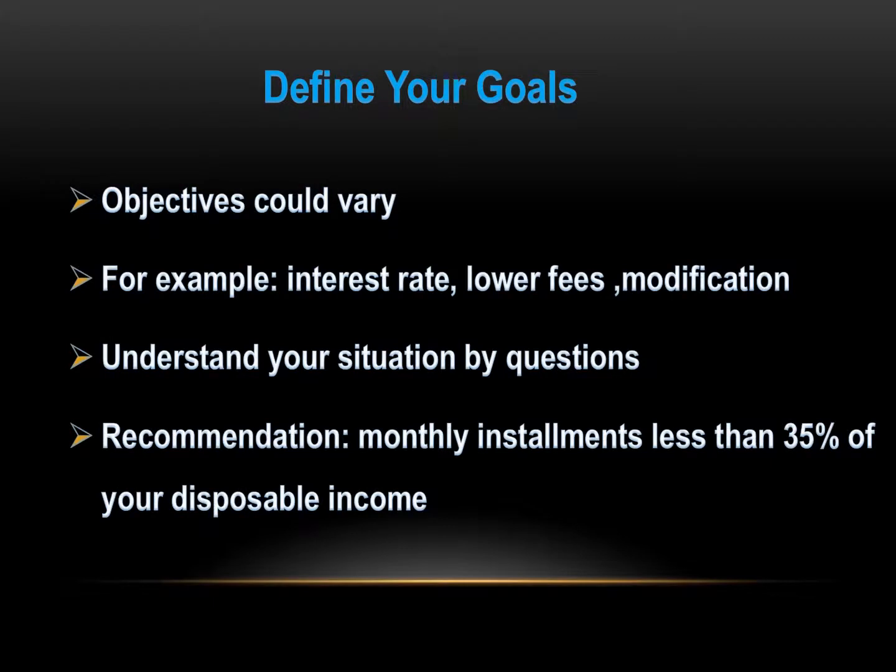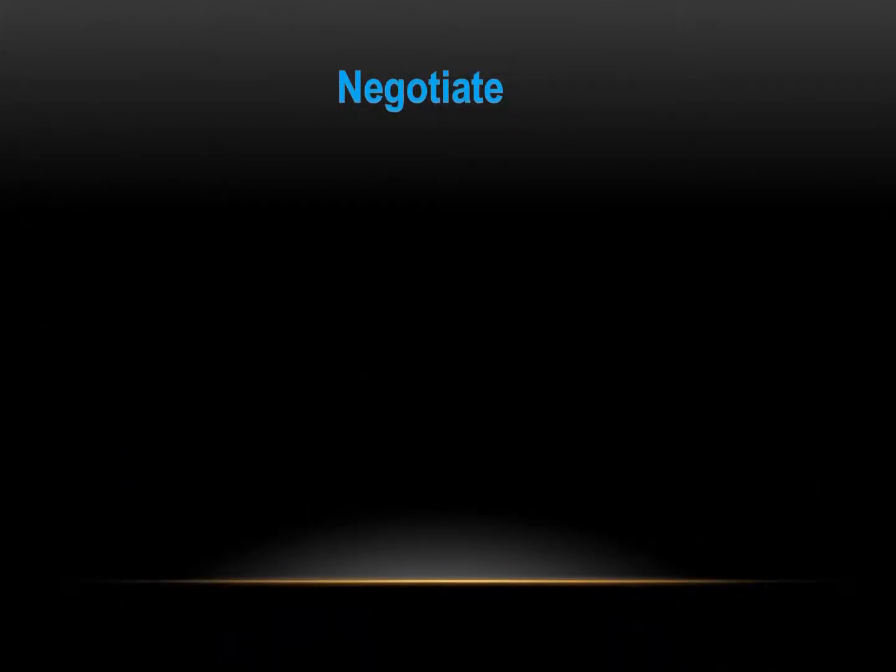We recommend that you try to keep your monthly installments on your mortgage not to go beyond 35% of your disposable income. Now we are on the most important phase, the negotiation, which is the third phase. So let's get to it. You've got to negotiate most of the terms and conditions that will affect your mortgage so that they fit your needs. On top of your agenda should be 3 important things.